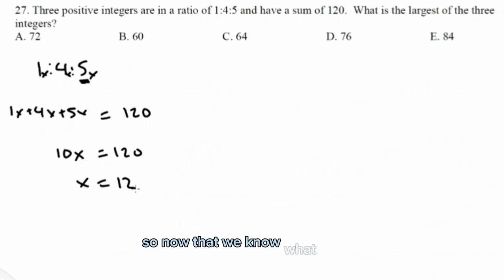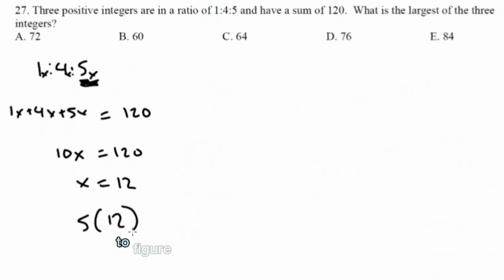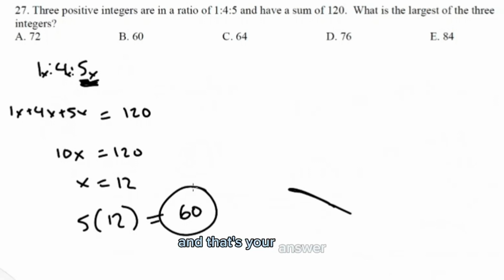Alright, so now that we know x is 12, and this is our largest one, which is 5x, we can do 5 times 12 to figure out the value of the largest of the 3 integers. So 5 times 12 is 60, and that's your answer.